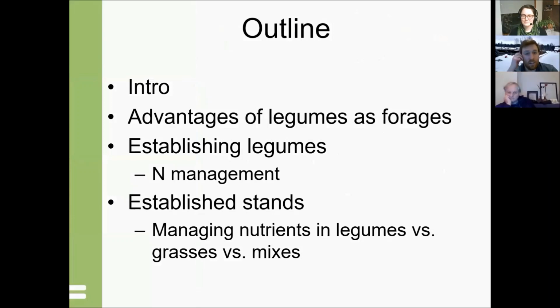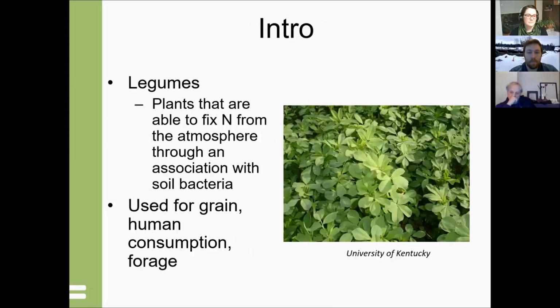So in this presentation, I'd like to do just a brief intro to what are legumes, talk about some of their advantages as a forage, how to establish them with a special note on how we manage nitrogen during establishment, and then how we manage nutrients in established stands, legumes versus grasses versus mixes.